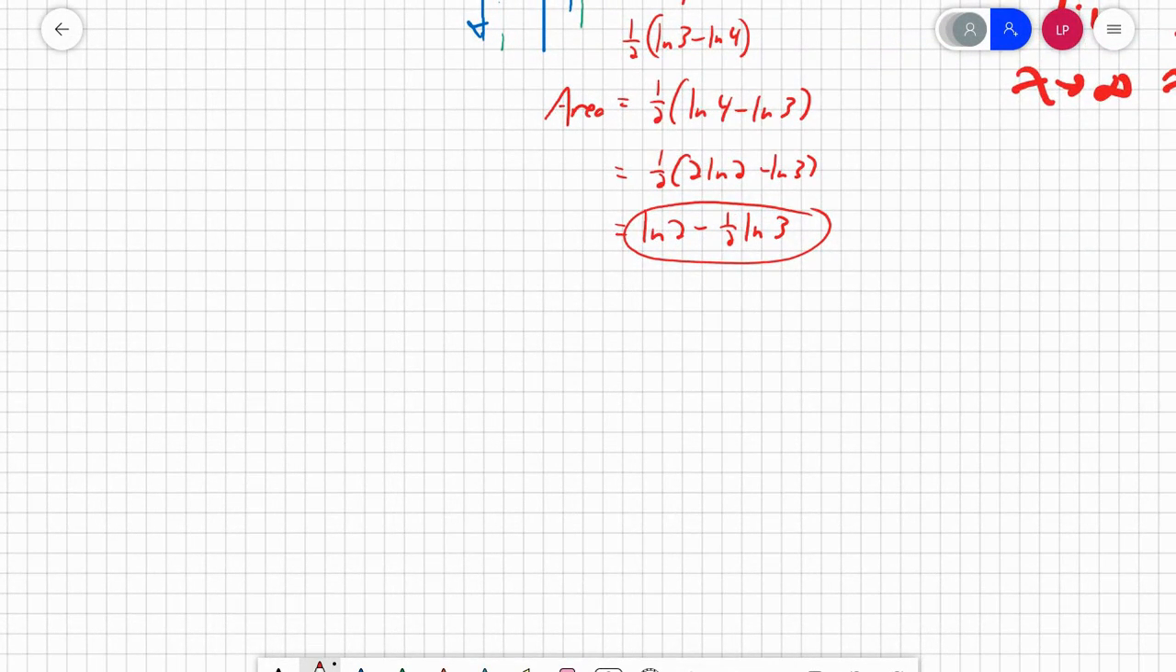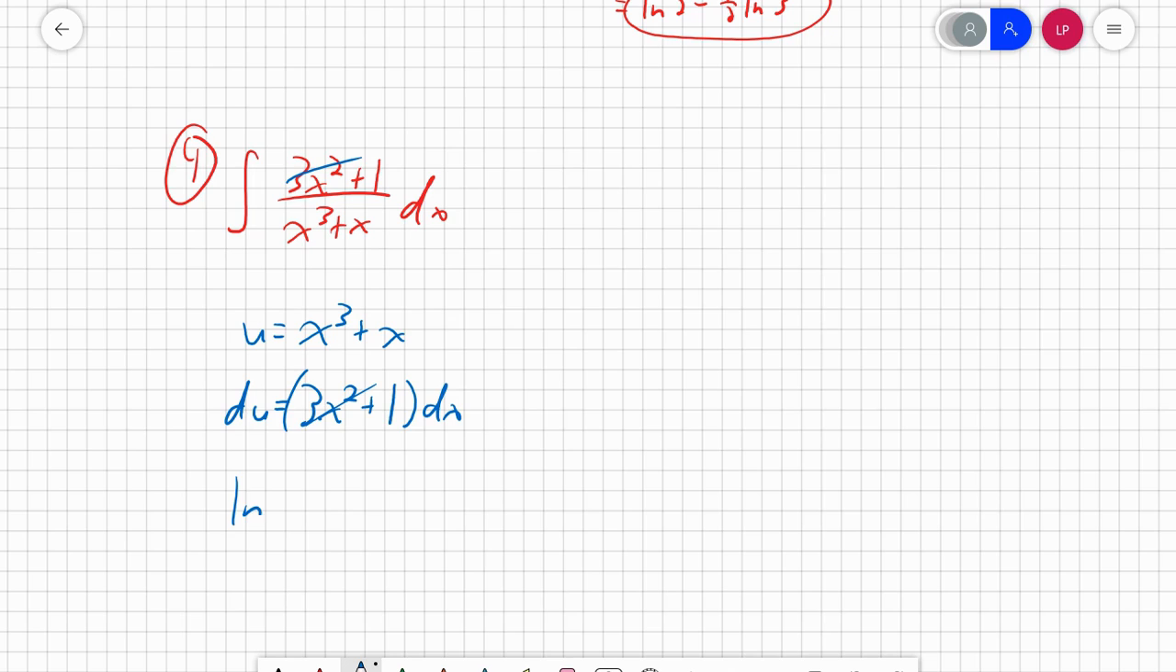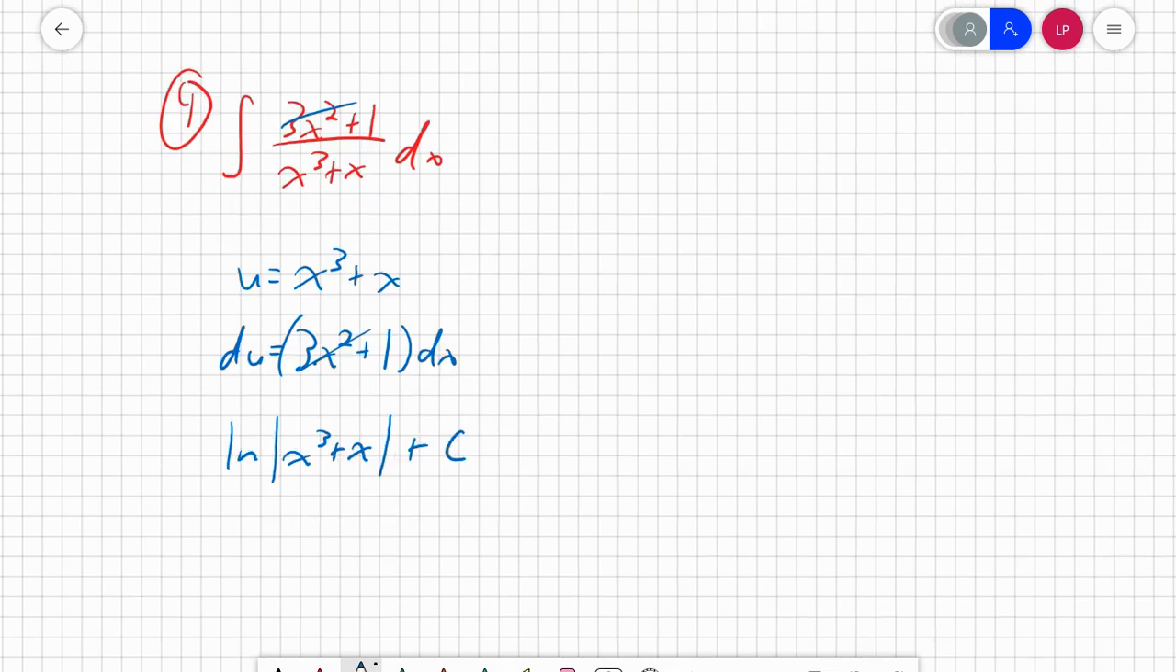Okay, next bit, number 4, was the integral of 3x squared plus 1 over x cubed plus x. And this can just be a straight up u substitution on the denominator, x cubed plus x. Du would then be 3x squared plus 1 dx, which would perfectly cancel out the numerator and give me the natural log of the absolute value of x cubed plus x plus c. And you can skip right to that on problems like this.